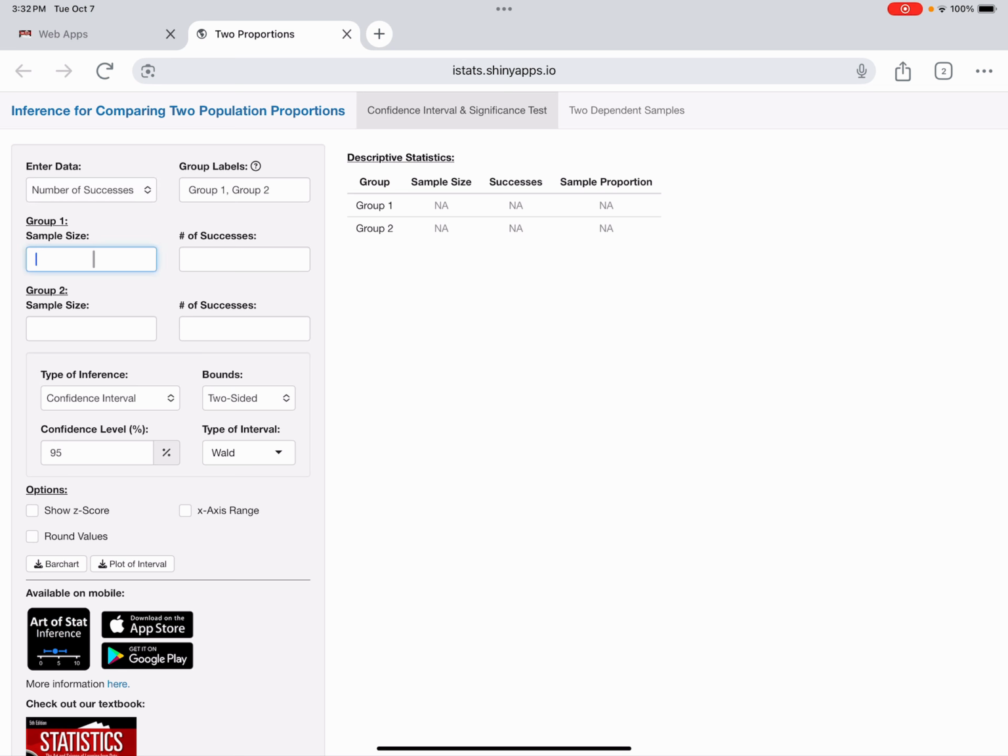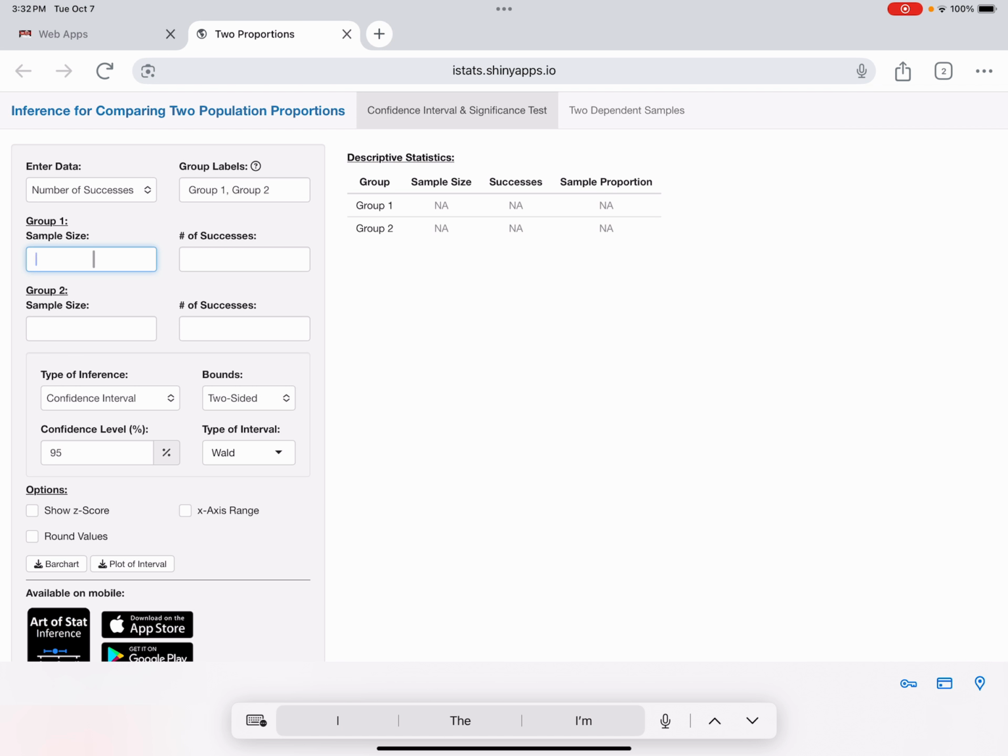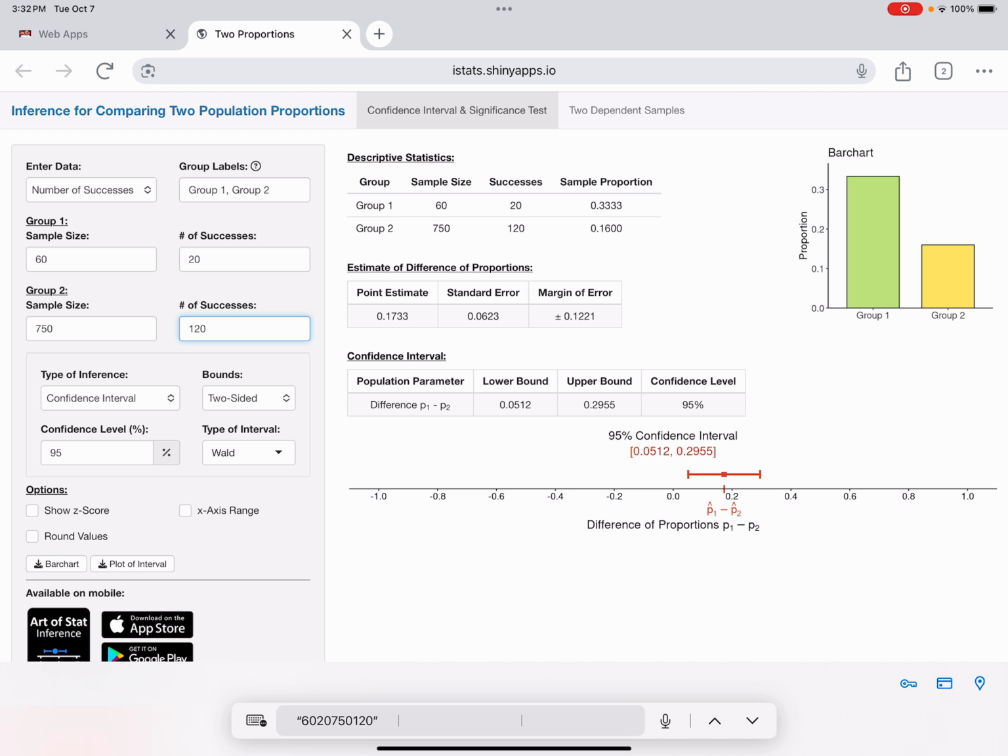And I have some sample statistics to enter. Okay, so for group 1, the sample size was 60 and the number of successes was 20. For group 2, the sample size was 750 and the number of successes was 120. What's really nice is that they give you all this information up here. They compute those sample proportions for you that we did by hand a second ago. They also give you a bar chart comparing the 2 groups so you can see how much of a difference there is between them.